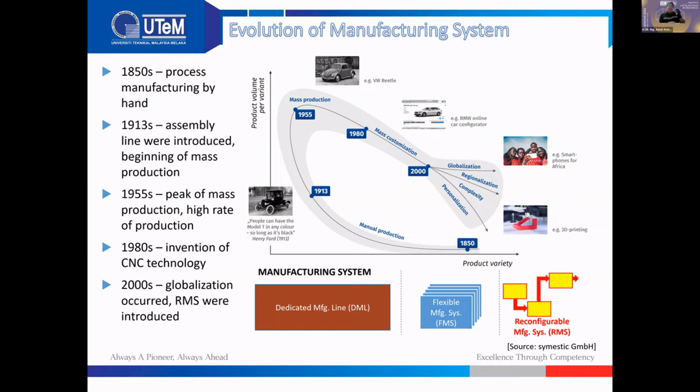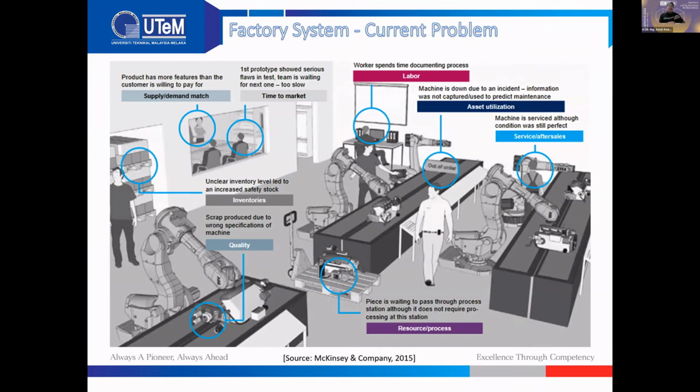Even though we have this kind of evolution, I believe whenever all of you go to the industry, you can see that these problems are still there in manufacturing companies, such as workers spending time documenting processes. Somehow, whenever we test our prototype, there are going to be serious flaws in the test. So the team is going to rectify this problem and start designing again.